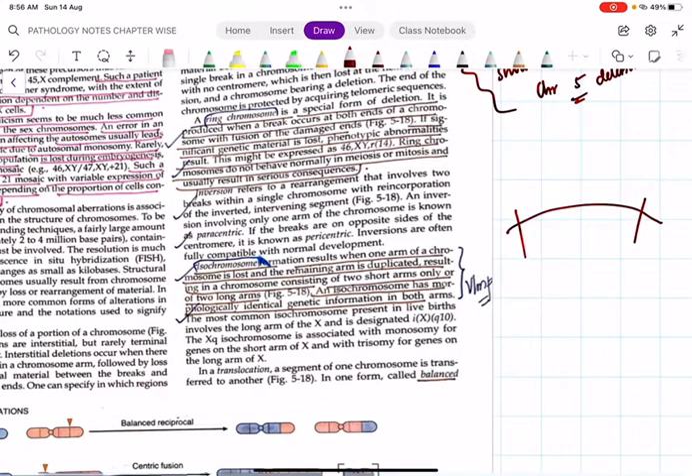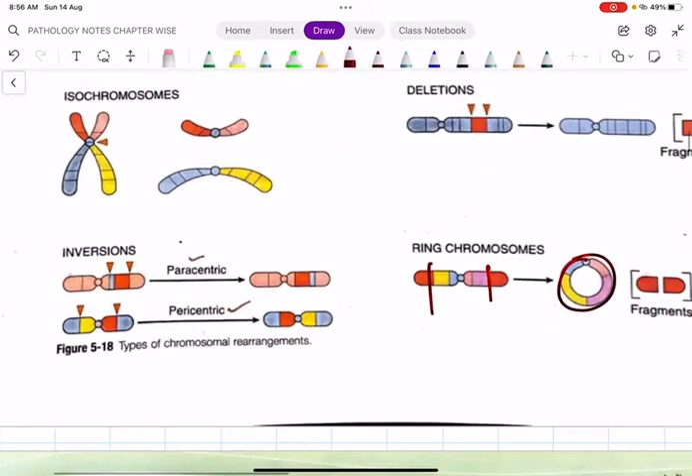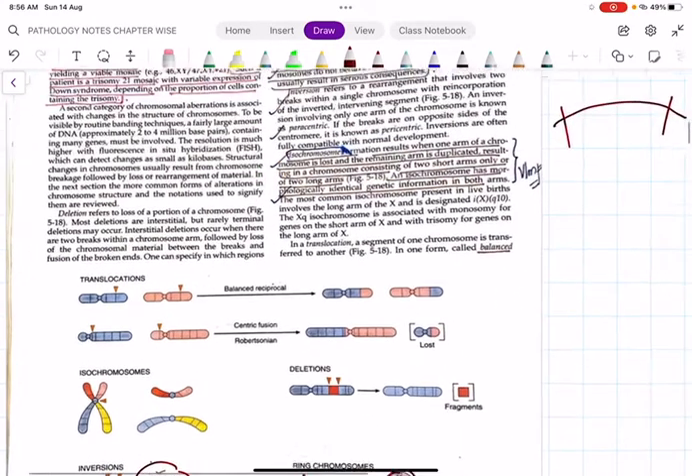Then what do you mean by inversion? Inversion may be either a paracentric inversion or a pericentric inversion. Pericentric means involving the centromere, and paracentric inversion means without involving the centromere. I will show the example for that also. When it occurs on one side of the centromere, we call it paracentric, and when it includes the centromere, we call it pericentric. All these are types of chromosomal rearrangements.